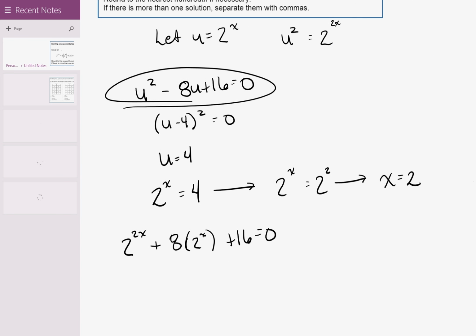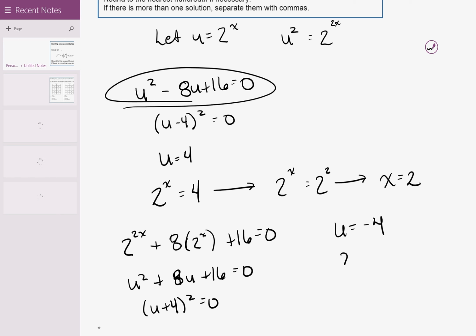And let u equal 2 to the x again. This would be u squared plus 8u plus 16 is equal to 0. Or in other words, (u plus 4) squared is equal to 0. Well, that means u must be equal to negative 4, which means 2 to the x is equal to negative 4. And that's not possible. Exponential functions don't fall below 0 unless we have some sort of negative leading coefficient.